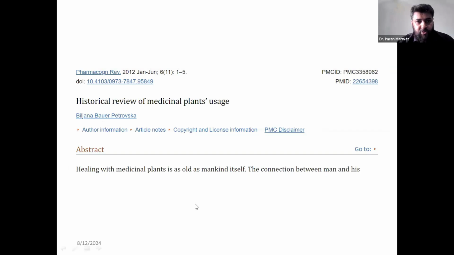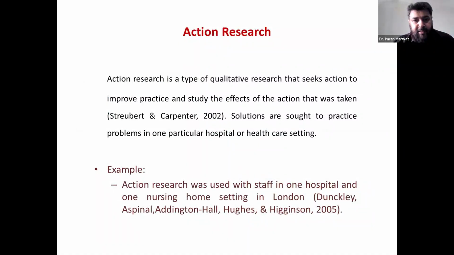This is another, a historical review of medicinal plants usage. This can also be done because we have herbal medication or homeopathic medication in our setup, so you can simply replicate the same idea in your setup. And then the last one, I think, is action research, a type of qualitative research that takes action to improve practice and study the effects of the action that was taken.